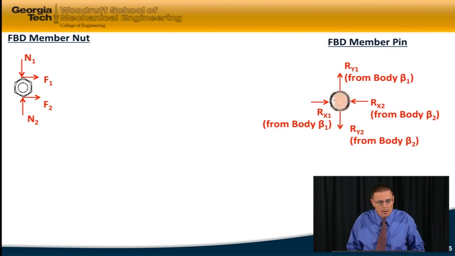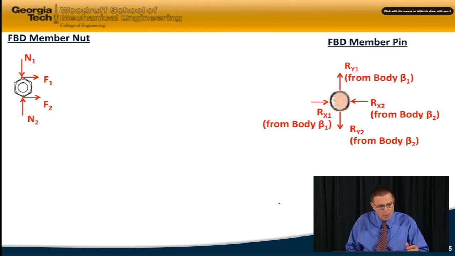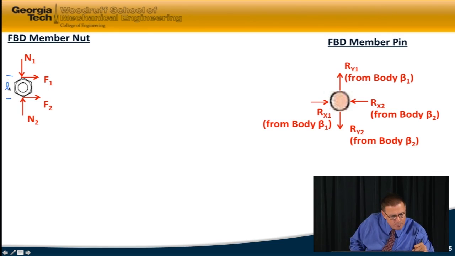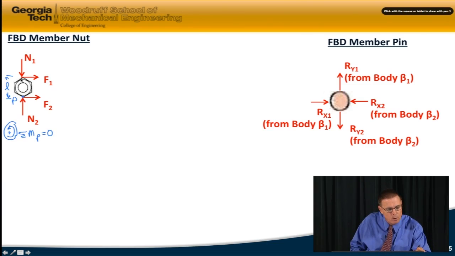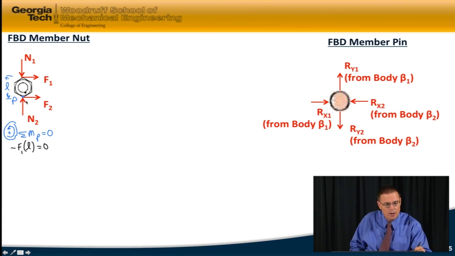Okay, so let's try it here on the free body diagram of the member, which is the nut. Let's assume that this distance is L. And I'm going to call this point P down here. I'm going to start by summing moments about point P, setting it equal to 0. I'll call counterclockwise positive. And so I only have one force that's going to cause a rotation about point P. That's F1. It's causing a clockwise rotation, so that's negative. So I have minus F1 times its moment arm, which is L, equals 0. All the other forces have lines of action through point P, so they don't exert any kind of moment. And so from that result, I find that F1 equals 0.